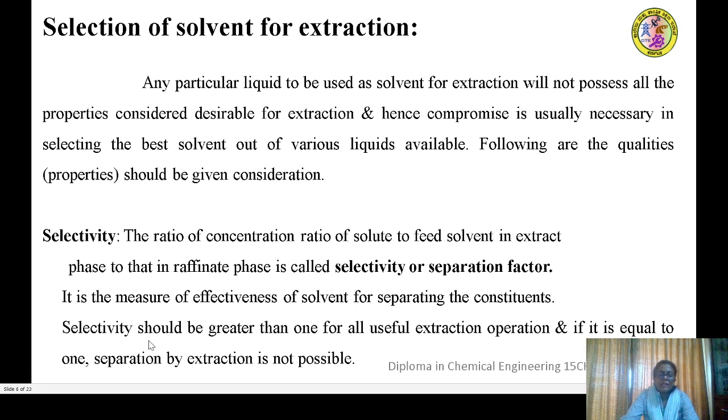So if the selectivity value is higher, then extraction is carried out using that particular solvent. If the selectivity for any solvent is equal to 1, then it means that separation of the given liquid by using the particular solvent in extraction is not at all possible. So that is how selectivity helps in choosing a solvent for a given operation.